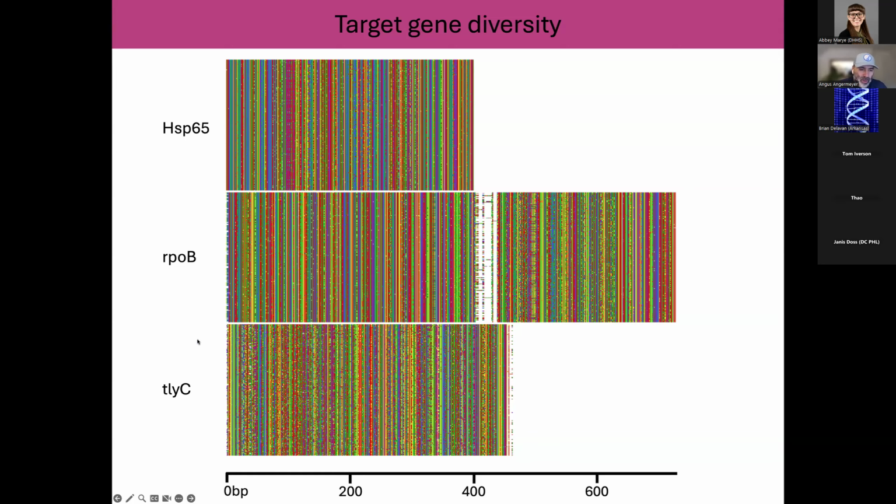So the third target gene here that Swarthy has implemented, you can see just right off the bat, it's a lot fuzzier here, it's a lot more diverse, but it is conserved in the sense that it is in all of the NTMs. So that one adds a lot of extra power in trying to distinguish species from each other.